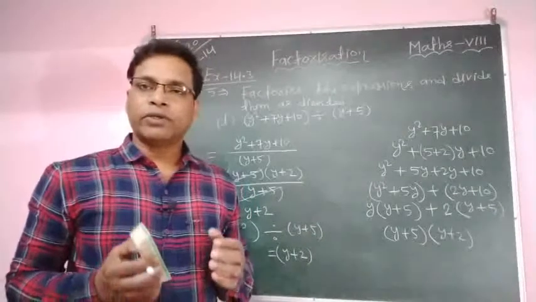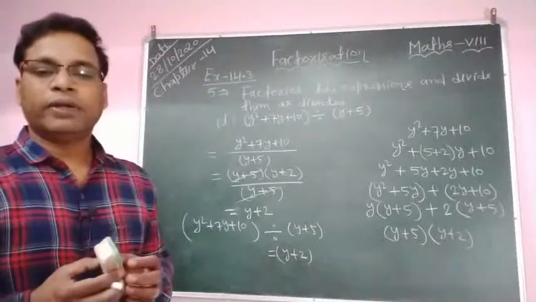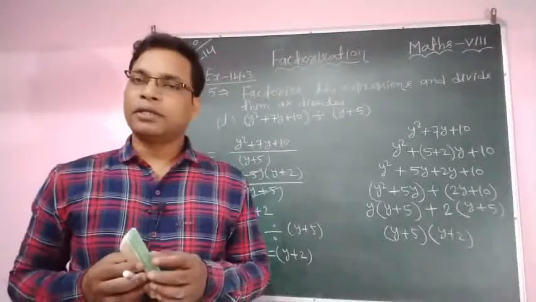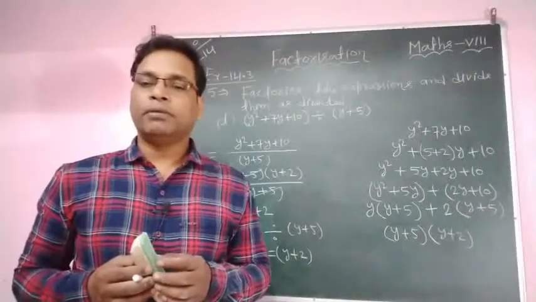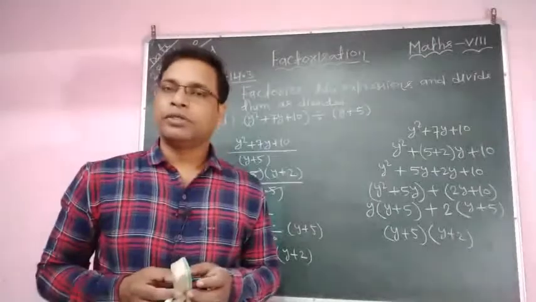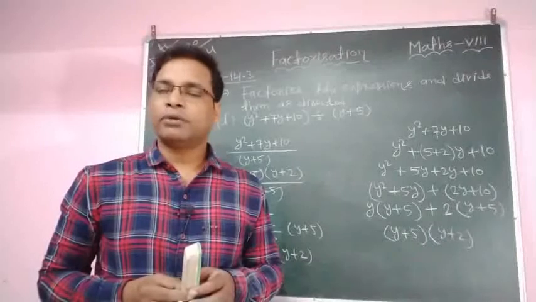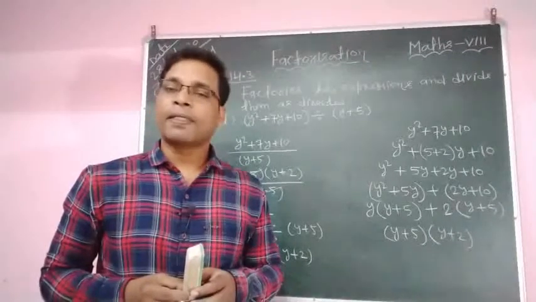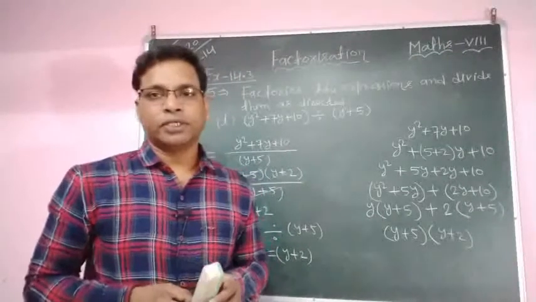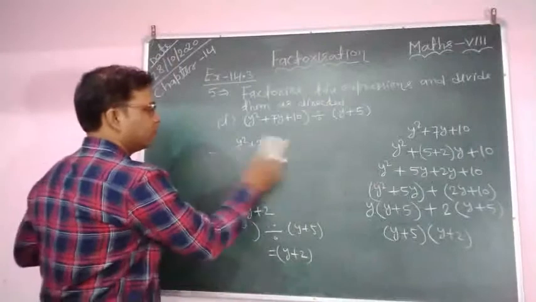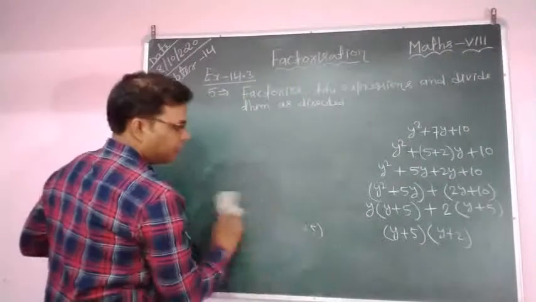Now we are going to discuss the second part of this question number 5. What is the second part of question number 5? The second part is m square minus 14m minus 32 divided by m plus 2. So let's see how to find it. In this question, first we find its factors: m square minus 14m minus 32. After this we divide it by m plus 2. Then we find the required quotient. So let's see how to find the required quotient. This is the second part of question number 5.